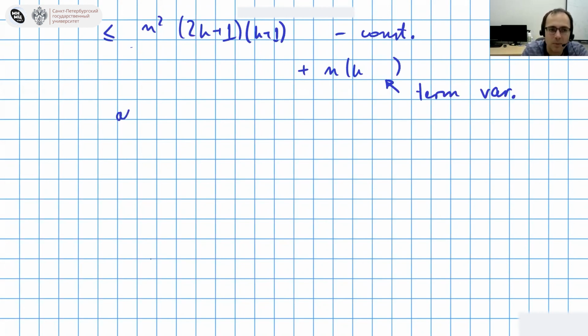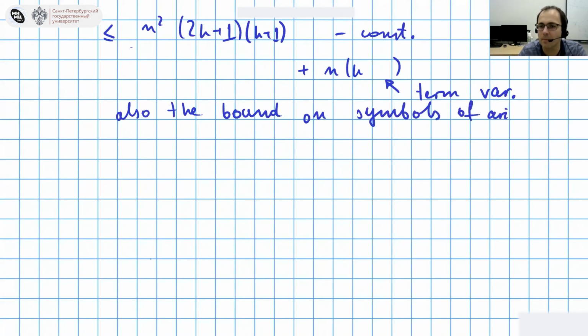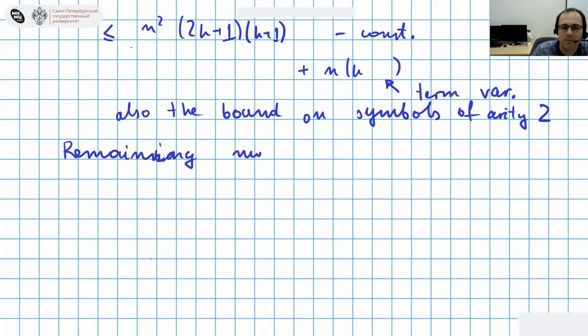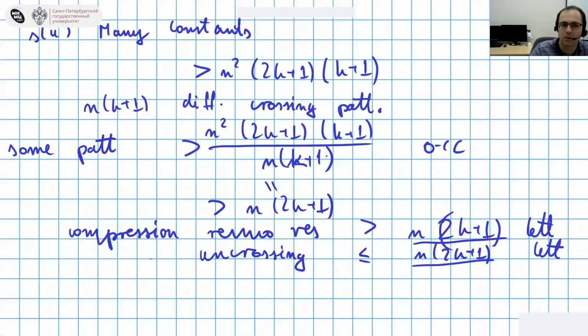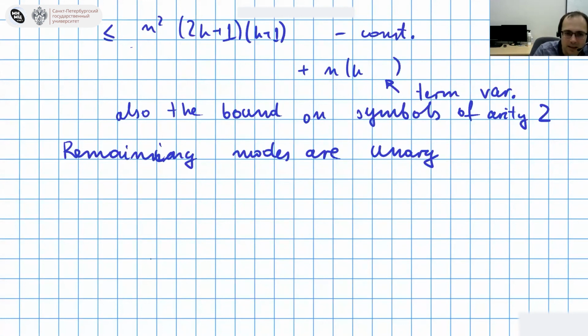So this is also the bound on symbols of arity 2. Okay, so we know what's the bound on symbols of arity 2. So the remaining nodes are unary. So there is some number of unary nodes. Since we assume that there are at least 48 n square unary nodes in total, then there is some bound, let's say 30 n square k square unary nodes.